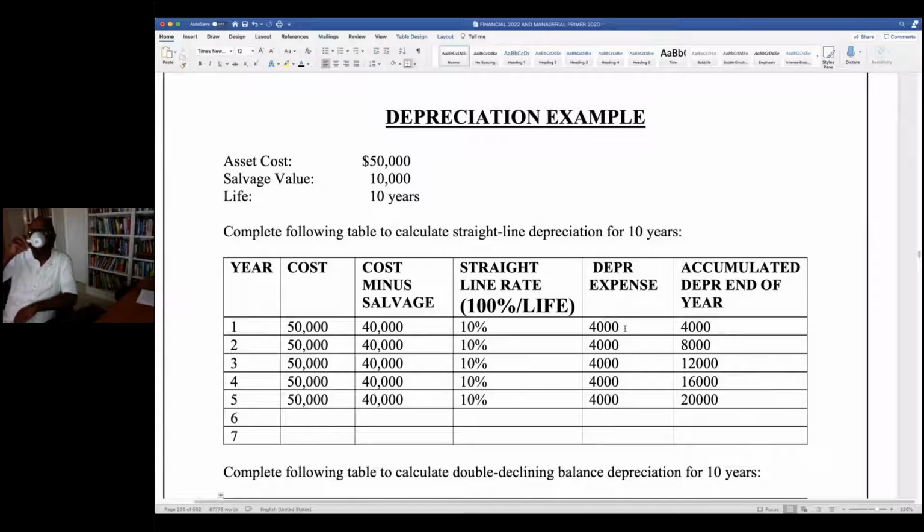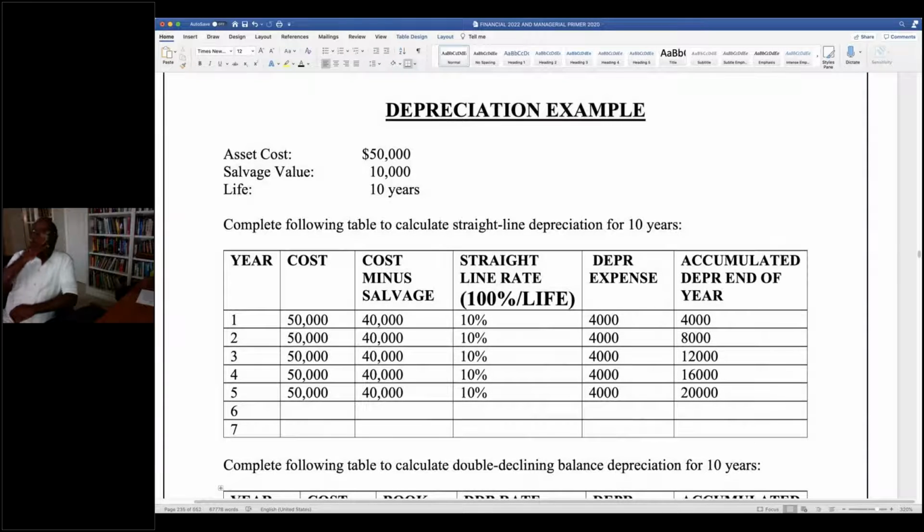So on the accumulated depreciation end of year, you said we were just going by 4s? Bump it up by 4 each year. 4,000, 8,000, 12, 16, 20. So say for instance, if the depreciation expense was like 2,000 or whatever, we'll be going by 2s? Correct. Okay. But since you're talking, go ahead and do year 6 and 7.